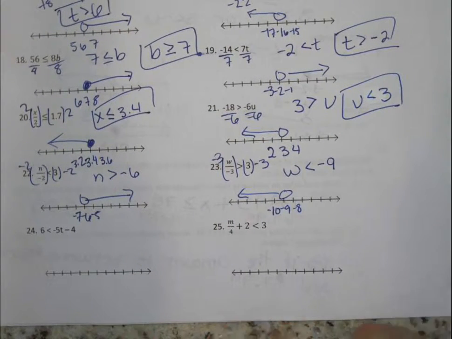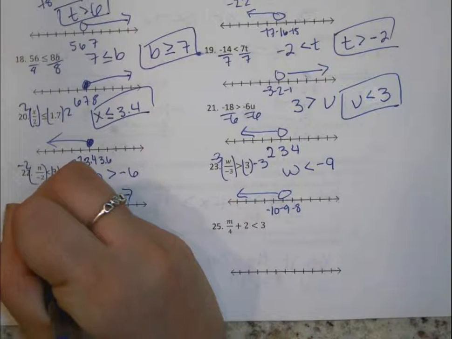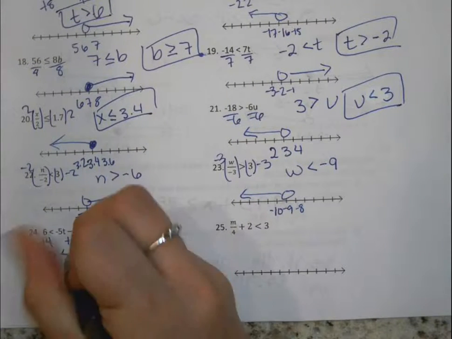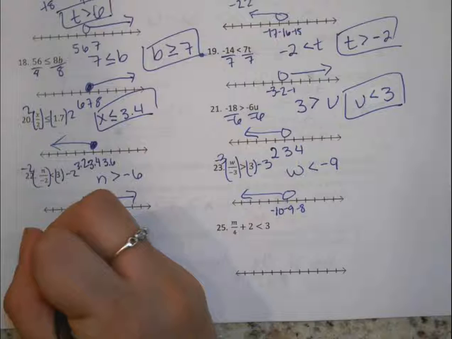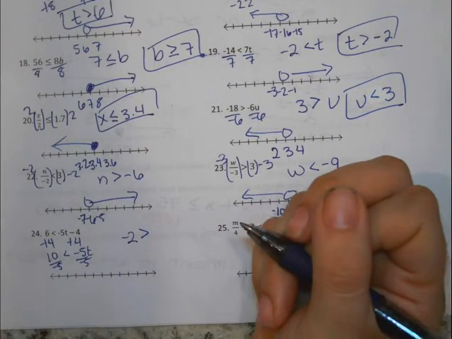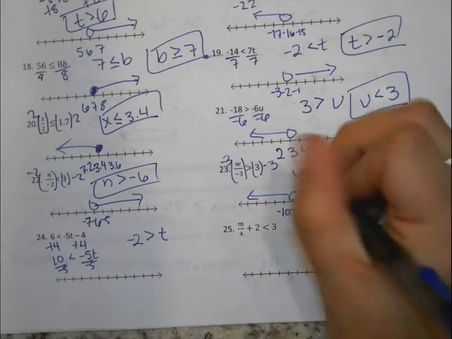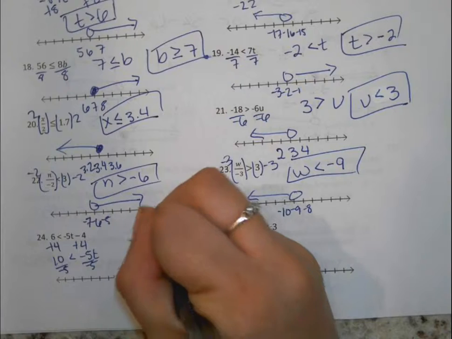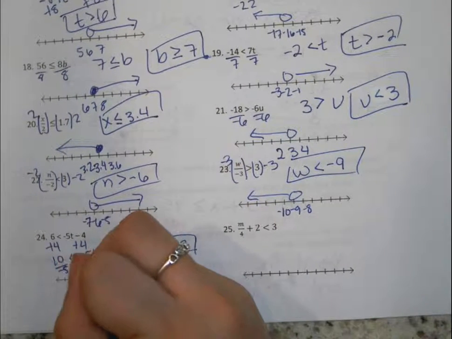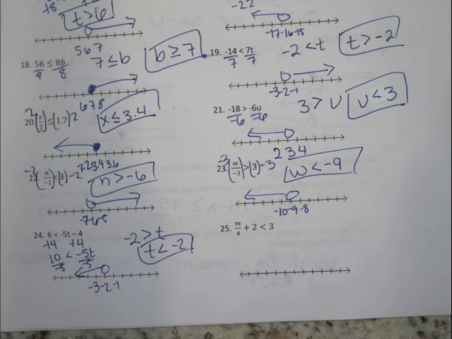Number 24, I want to isolate my variable, so I'm going to add 4 to both sides. 6 plus 4 is 10. That's negative 5t. Then I divide both sides by negative 5. I have negative 2, sign flips because I divided by a negative, t. And then I also want to write it so my variable's on the left, so I have t is less than negative 2. I'll number my number line, and open circle to the left for less than.